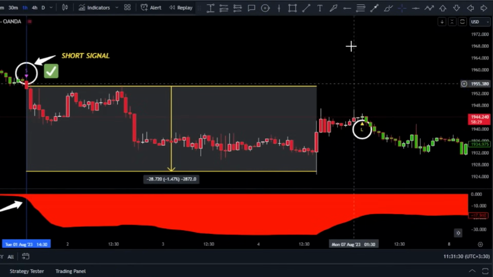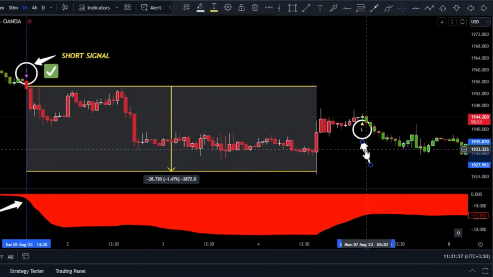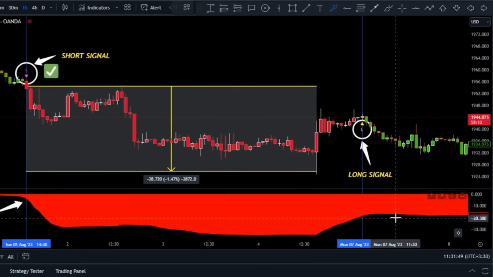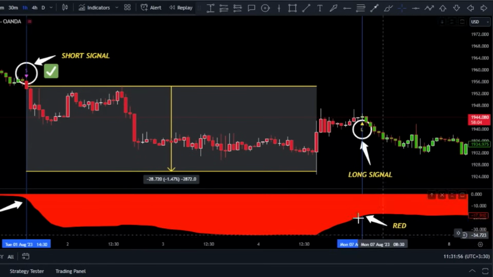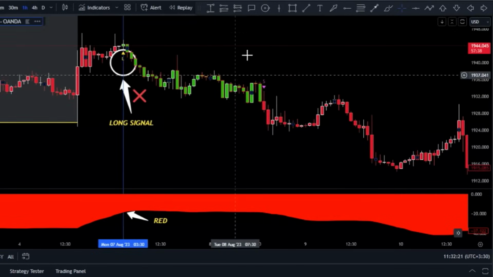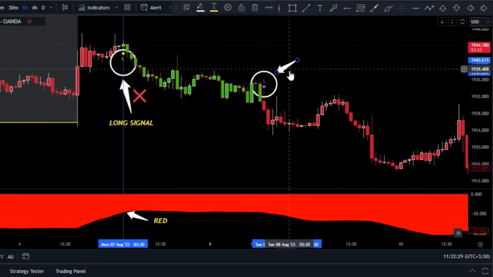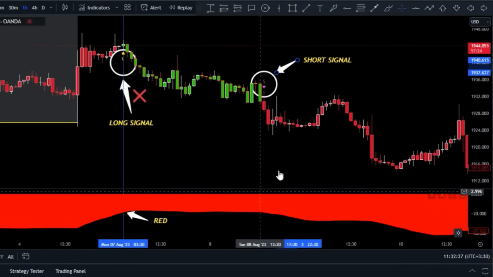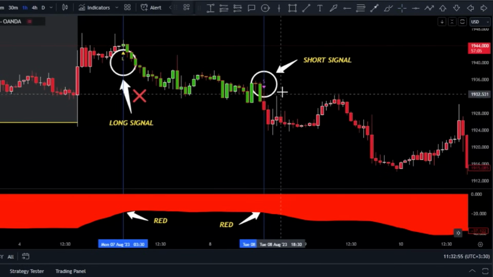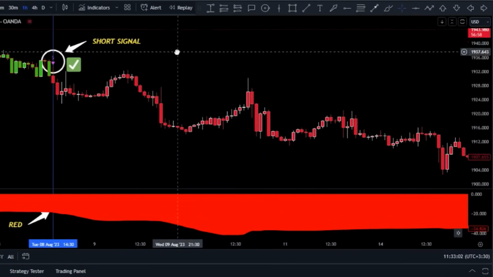Then, in another example, an L appears but is rightly rejected by the RSI histogram being green, saving us from a losing trade. And finally, another valid sell signal is confirmed and a profitable trade is made. As we can see, this strategy very accurately distinguishes profitable signals from bad ones by requiring agreement.